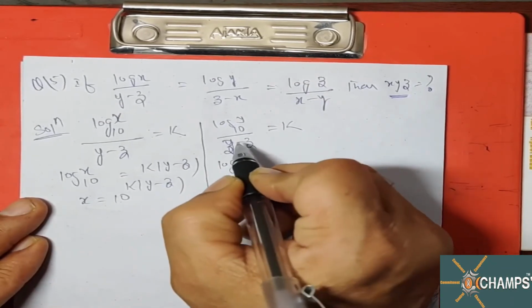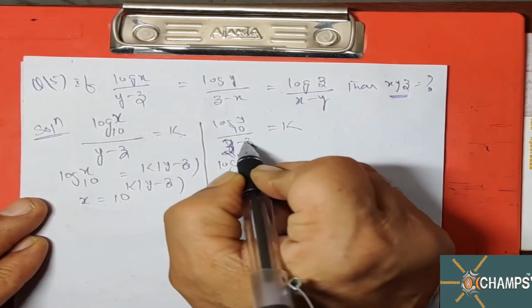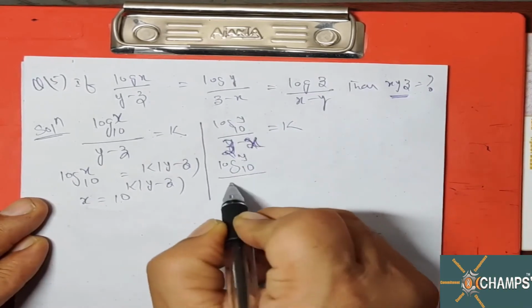Similarly, log y to the base 10 by y minus z is equal to k.